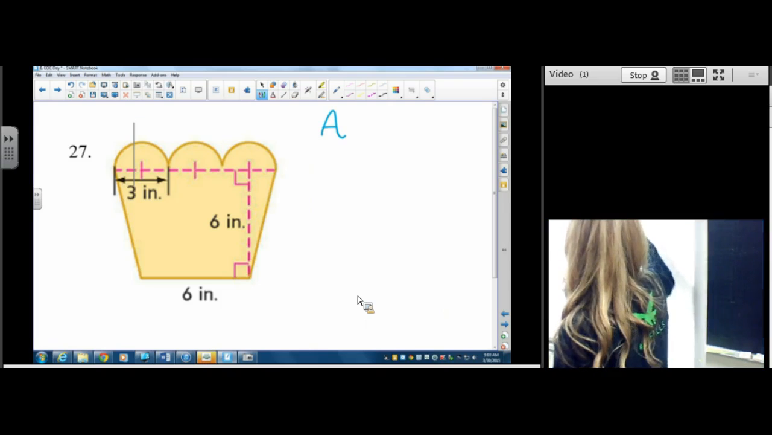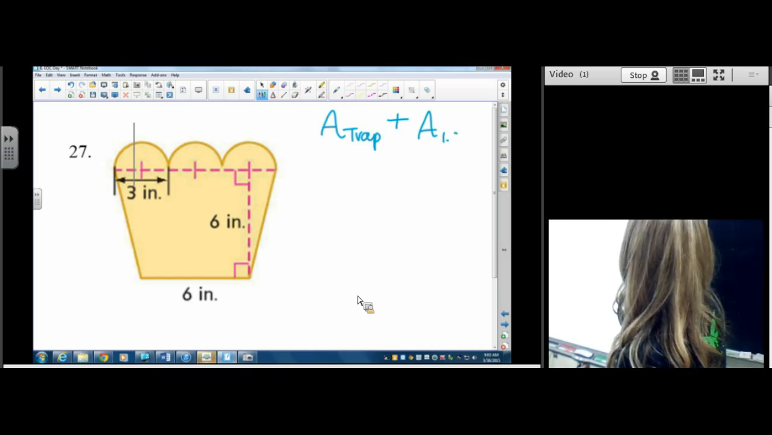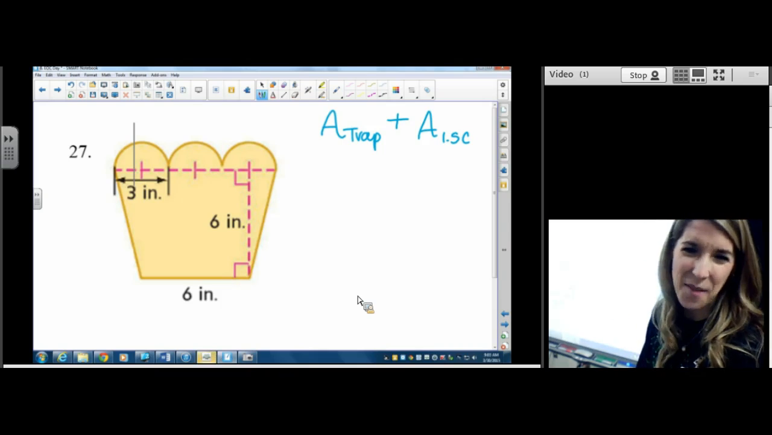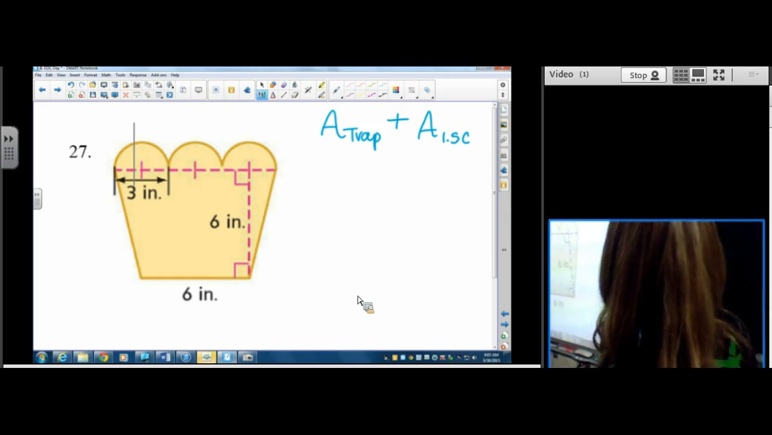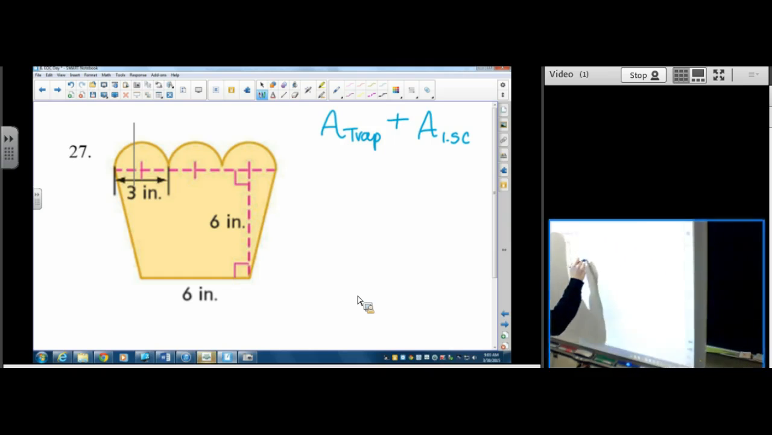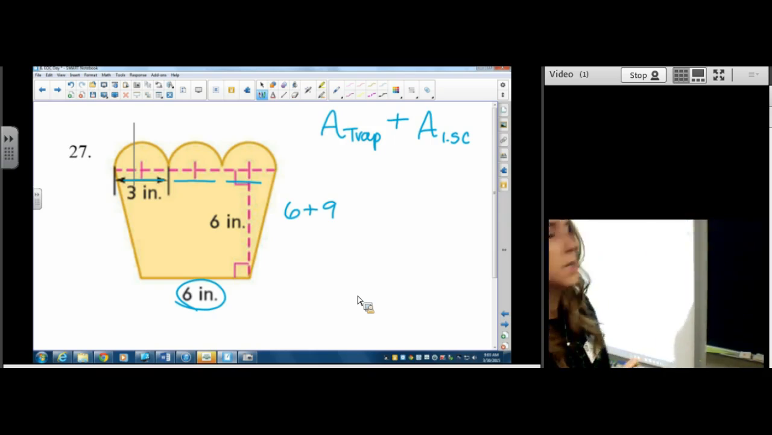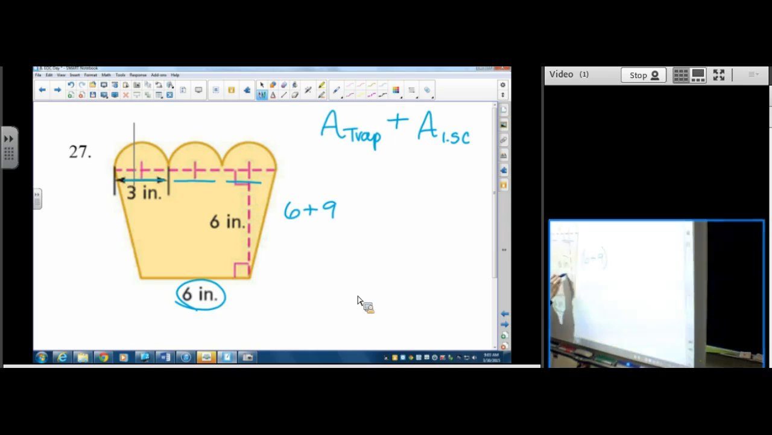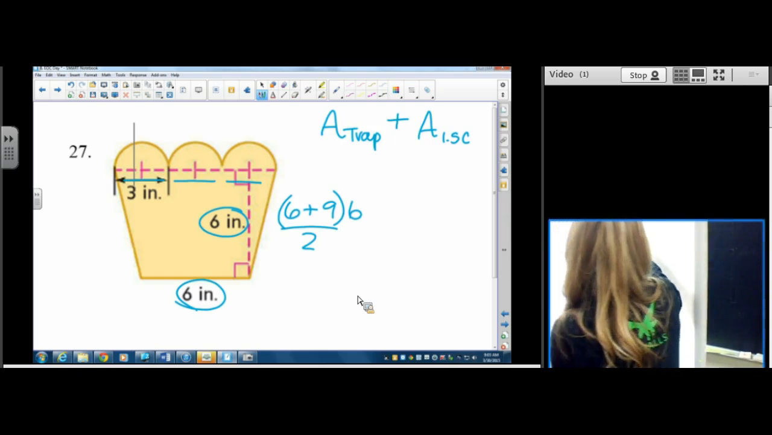Okay, what do we have here? Trapezoid plus, not minus. 1.5 circles, it's a cupcake, okay. Trapezoid plus 1.5 circles. All right, let's find the area of the trapezoid. Base 1 is 6. Okay, use that. Plus base 2, let's see. 3 plus 3 plus 3, right? 6 plus 9 times the height divided by 2. So the area of the trapezoid is 45.